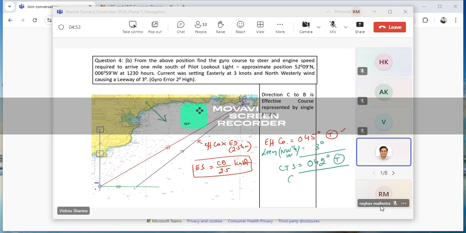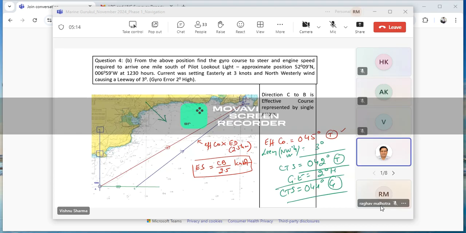Gyro error is given in the question. It's 2 degrees high. So CTS will be, gyro error high means gyro reads more, so it will be 044 degrees gyro. Am I right, guys? Yes or no? Yes, sir. Is it clear?